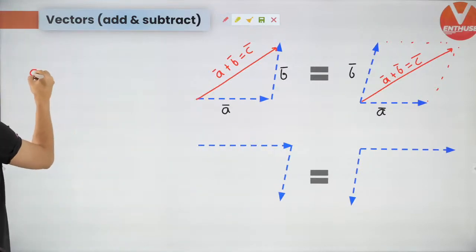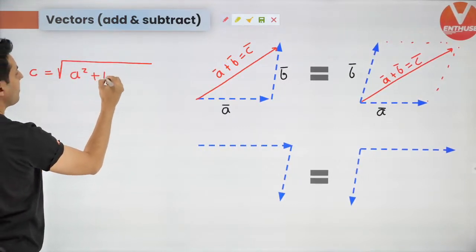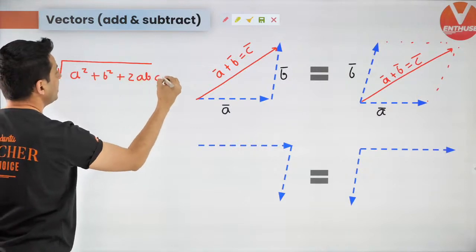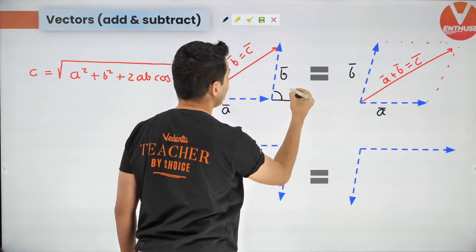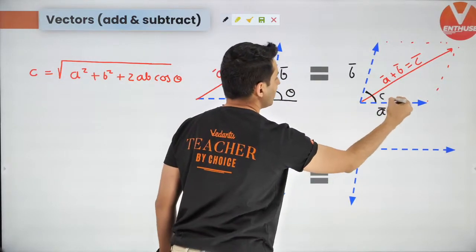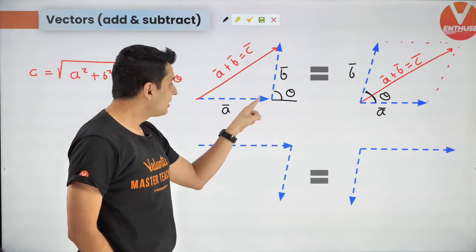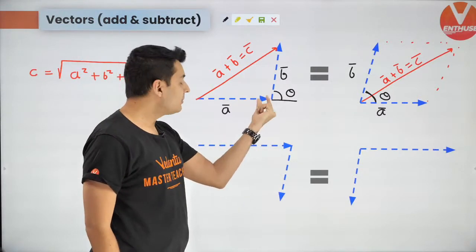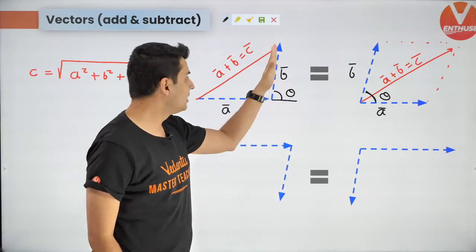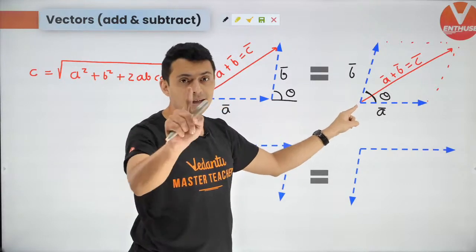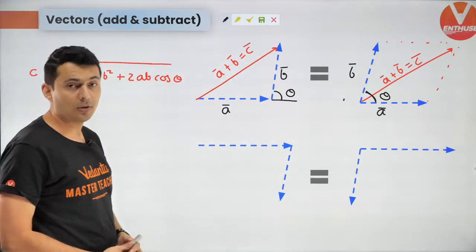And the magnitude of this C vector is given by root of A square plus B square plus 2AB cos theta. So what is theta? Theta is nothing but the angle between A and B. Now keep this in mind. The angle between two vectors is not this angle, because their heads and tails are not together. Both heads or both tails should be together. Only then you can measure the angle. So how do you measure the angle? Shift one of those vectors so that all their tails match, and only when their tails match or their heads match, only then measure the angle. That's the definition of measuring the angle.